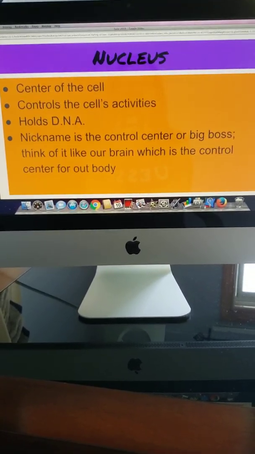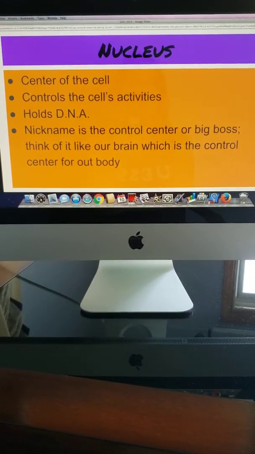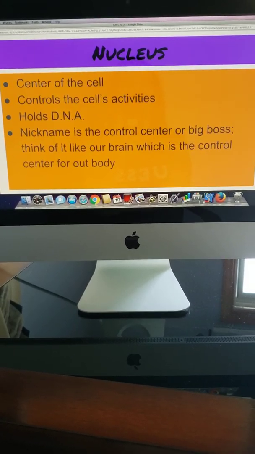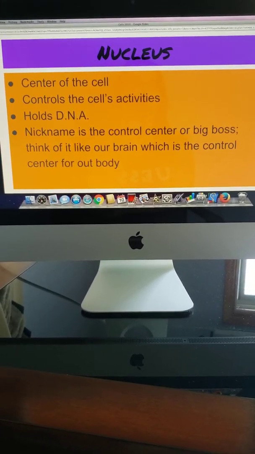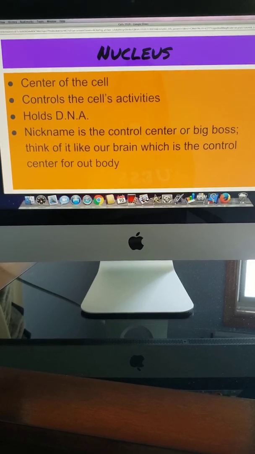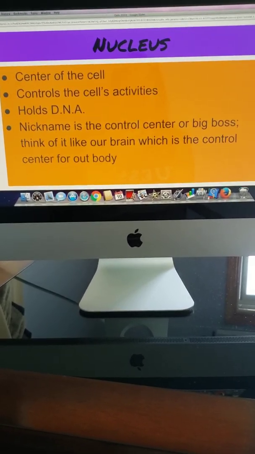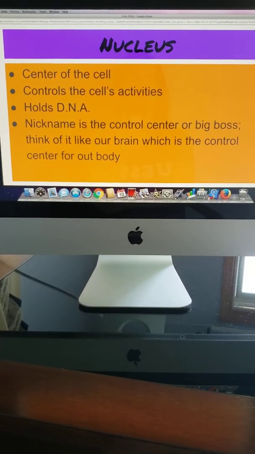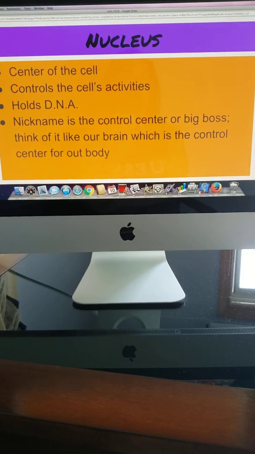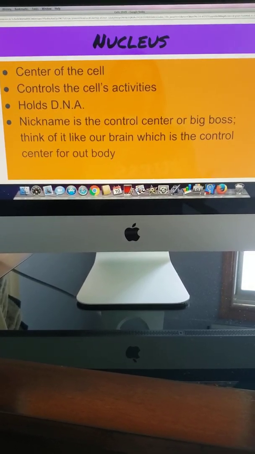The nucleus is found in both plant and animal cells. The nucleus is the boss. It's the big boss. It's the control center, just like our brain is our body's control center. This is what's going to control the activities and the functions that the cells perform.